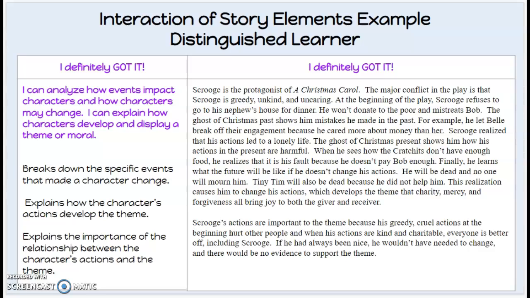Okay, so at this level, a student can analyze how events impact characters and how characters may change. So now the student is not just identifying or talking about or explaining, but now the student is analyzing, or breaking down and really picking apart how events and experiences led to a character change.